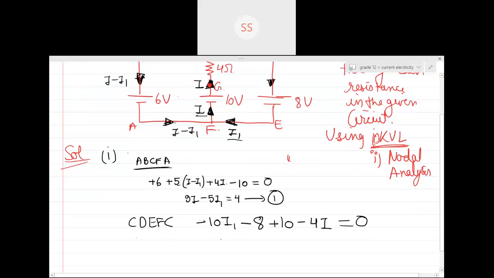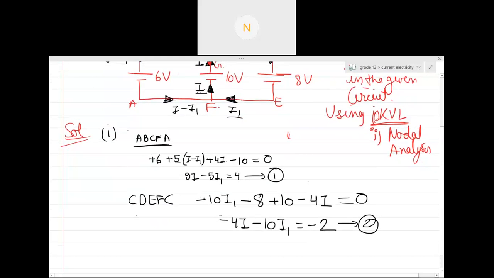So you make the second equation. The second equation will be minus 4i minus 10i1 is equal to minus 2. When you move it to the left hand side, yes, it is minus. Yeah, it's minus 2. So this is the first equation. This is the second equation. Can anyone solve?